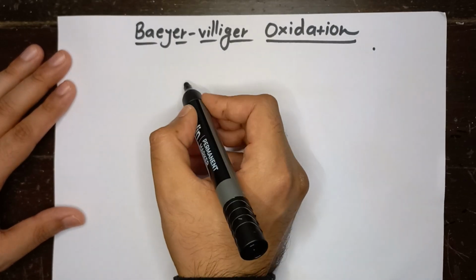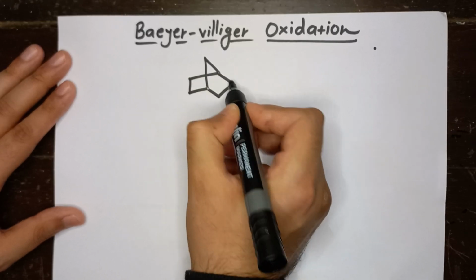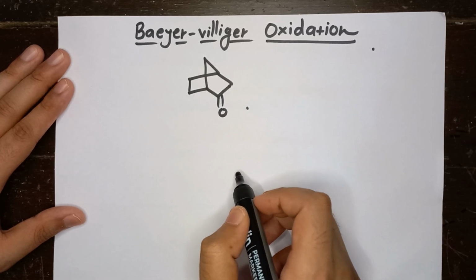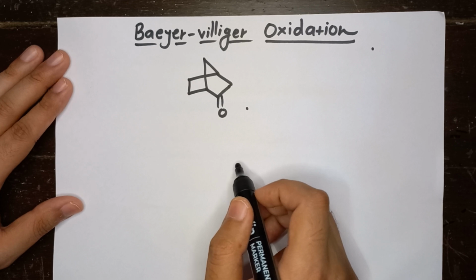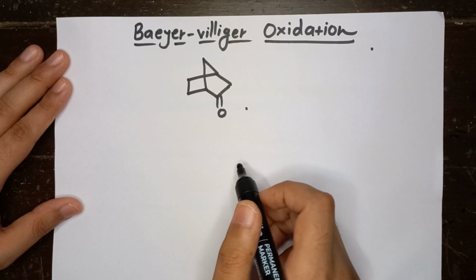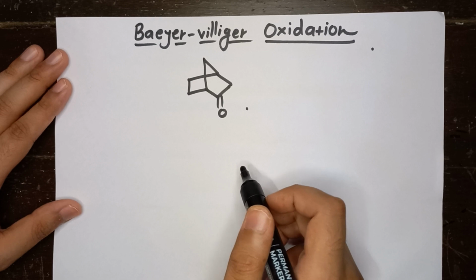So you might encounter this kind of ketone in your exams, and you might be asked to draw the product when this kind of system is subjected to Baeyer Villiger oxidation. So there are four possibilities which I'm going to discuss in detail.